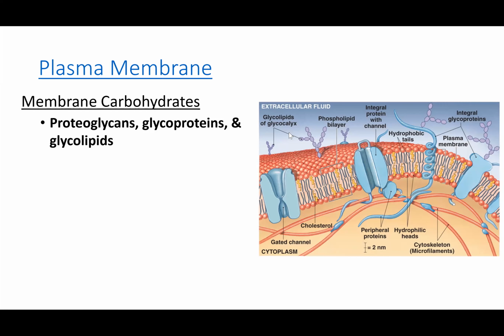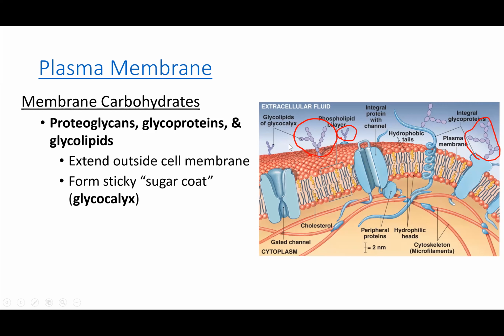Okay, and these carbohydrates extend to the outside of the plasma membrane. So you can see right here, and they can be attached to proteins, but the carbohydrate itself is extending outside the plasma membrane. One of the functions is it forms what's called a sugar coat or glycocalyx.